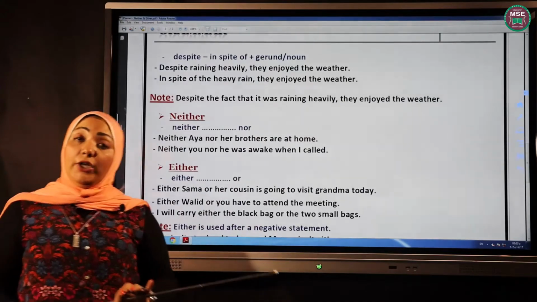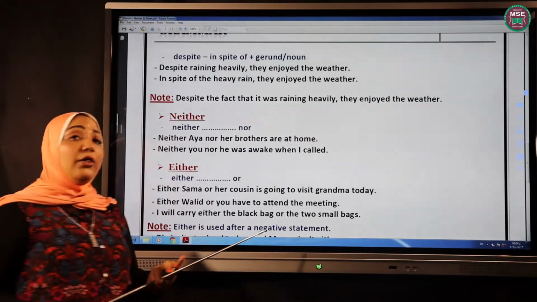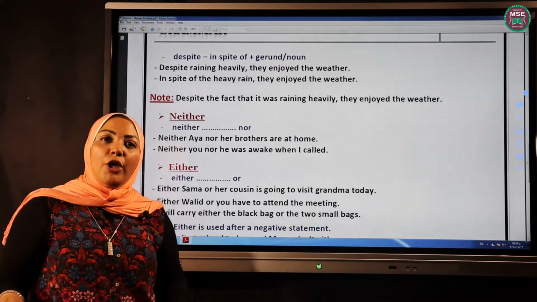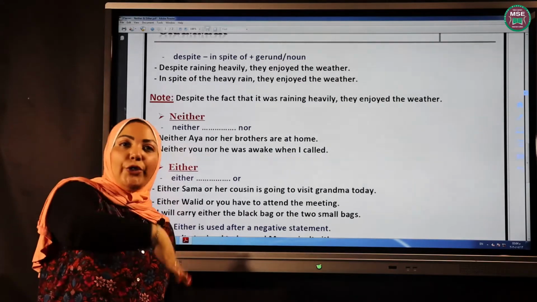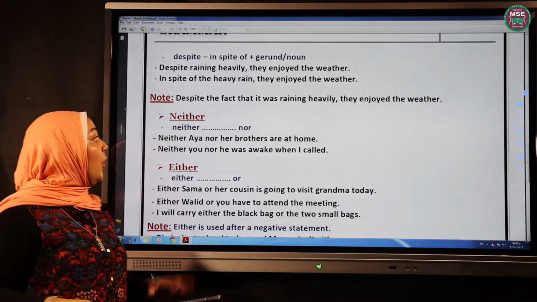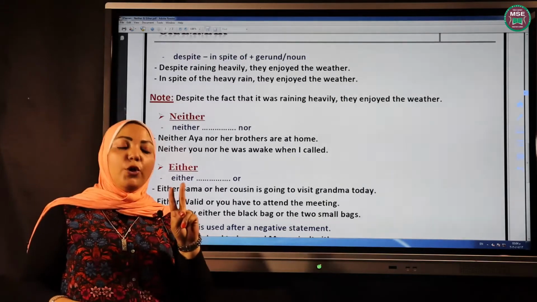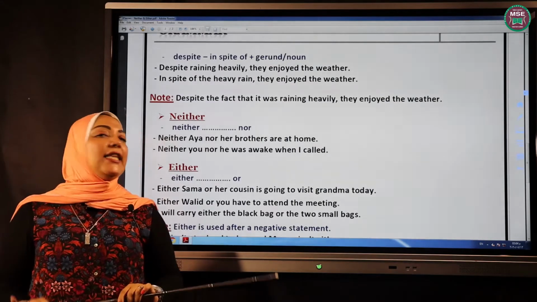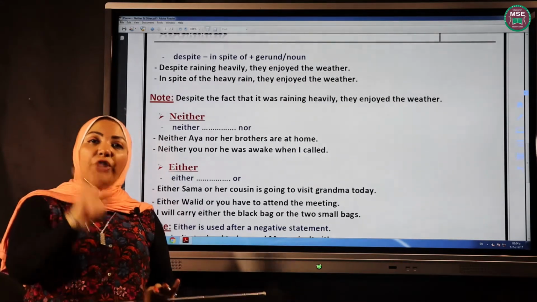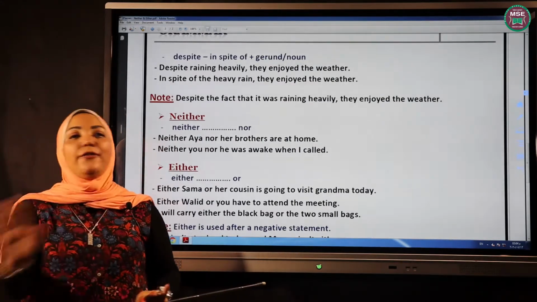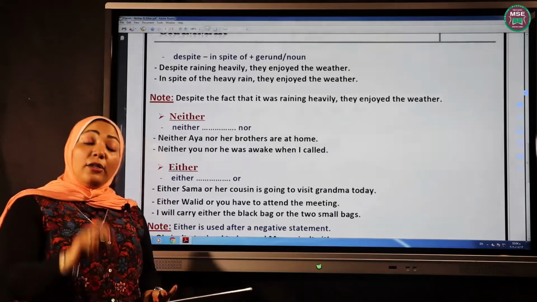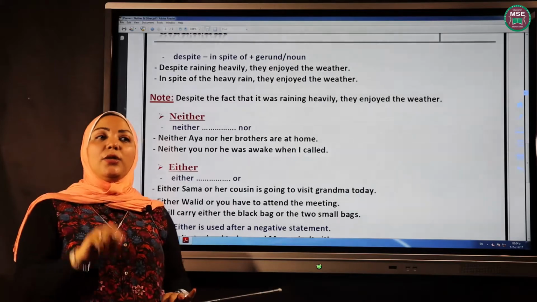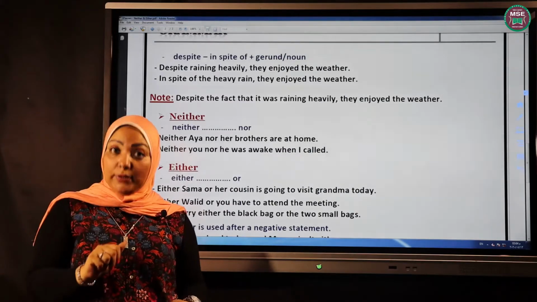Now, another linker or another clause that can be used is that of neither. Usually we say neither nor. So, neither is used for two things. Number one, it gives a negative meaning in the sentence. So, neither cannot go with a negative sentence. Okay? Number two, it refers to two things, two people, two groups.